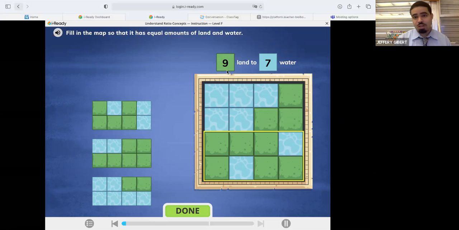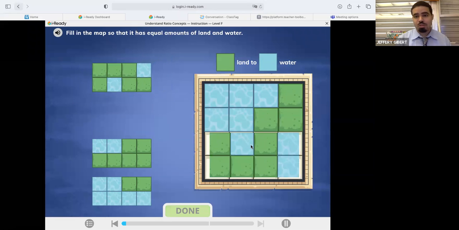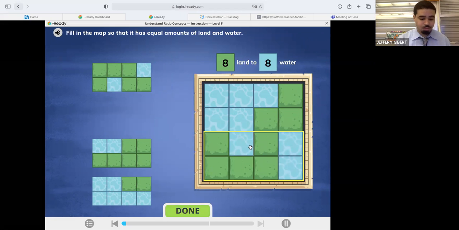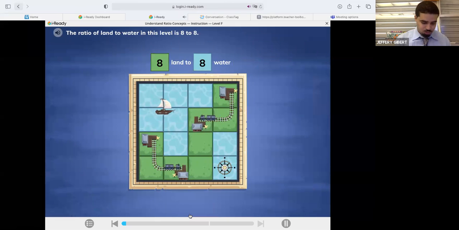No, it's not because it's 9 and 7. You need it to be equal. 9 is not equal to 7. Let's try this one. All right. Is this one equal? Yeah, that one is. How come it's equal? Because they didn't. The ratio of land to water in this level is 8 to 8.